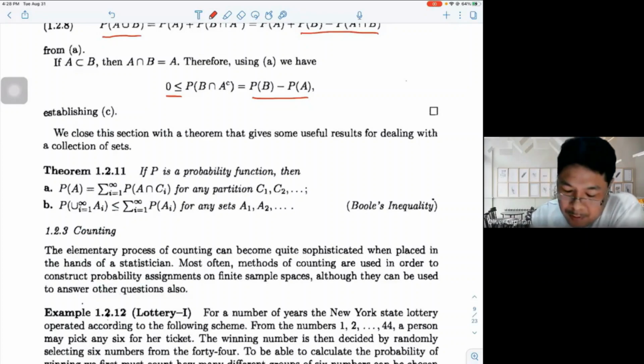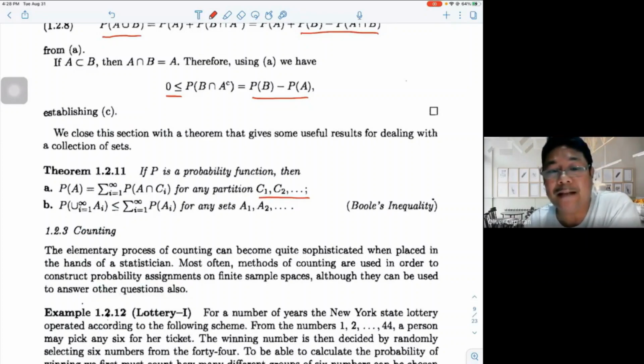Take notes. We have a collection of infinite events here, C sub 1, C sub 2, and so on and so forth. And then the probability of the countable union of A sub i from 1 to infinity would be less than or equal to the countable summation of the probability of A sub i, for any sets. Again, we have a collection of infinite events, A sub 1, A sub 2, and so on and so forth.